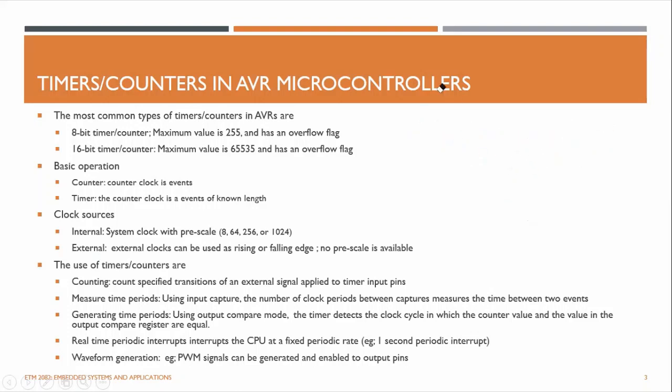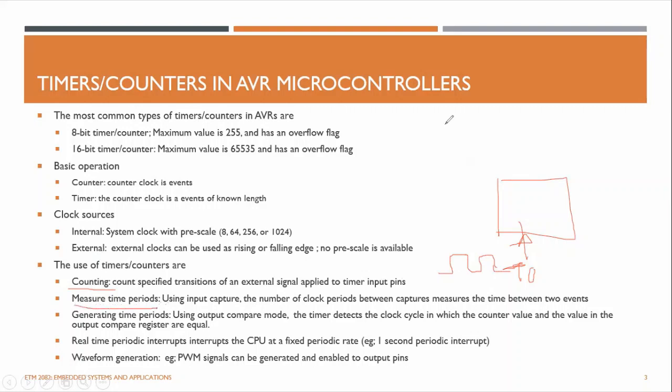Right, so the purposes of timers and counters. The first one is you can use it as a counter, to count specific transitions of an external signal applied to the timer input pins. Which means there's an input pin on the microcontroller for the timer. If you use the T0 timer, there's a pin for that, so you couple the signal coming from your external source to here. And the other way is to measure time periods.